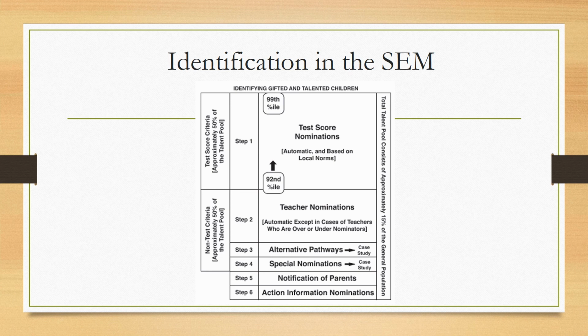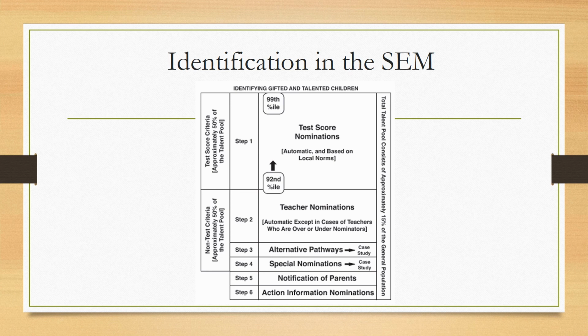So if I'm in the 93rd percentile in reading, I would automatically be qualified to go on to the next step in the identification process. Now, notice that statement, automatic and based on local norms. So local norms means I'm not going to be compared against everybody nationwide, because I might be in a particularly poor school district and I might not have had the opportunity for some of the enriching and educational experiences those peers might have had. So I'm going to be compared with students within my own school.